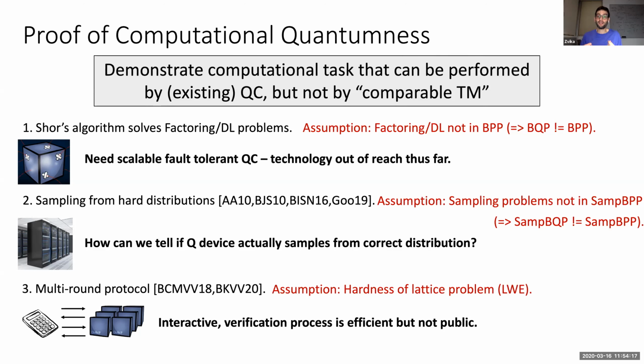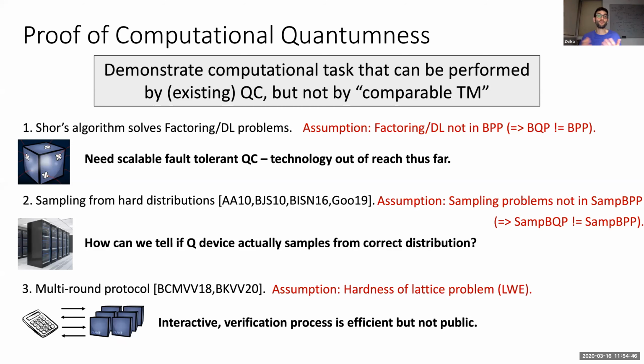So assuming that LWE, or assuming that lattice problems are hard, actually does not separate the complexity class BQP from BPP. And yet, even though we're relying on an assumption that does not separate these complexity classes, you're still able to show a quantum computational task that is presumed to be hard classically. So this is one interesting feature of this approach, at least theoretically.